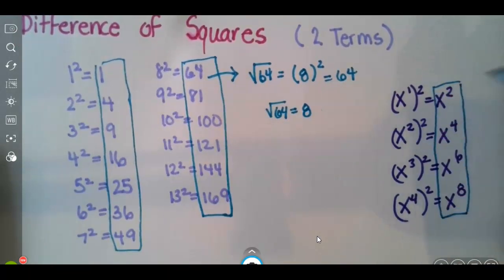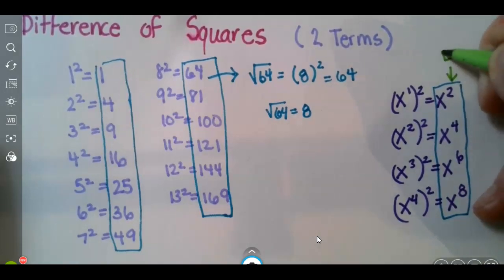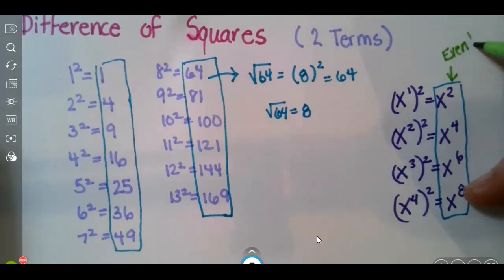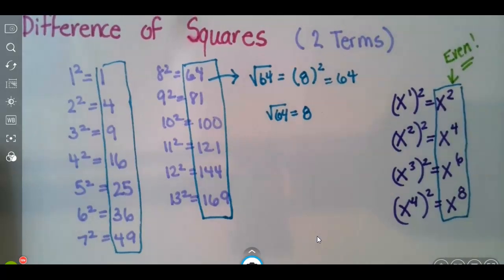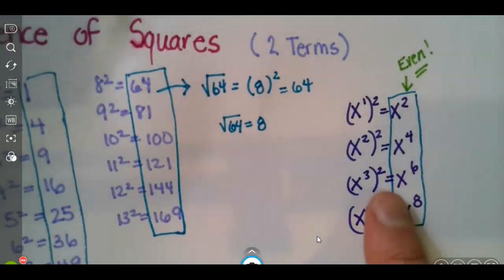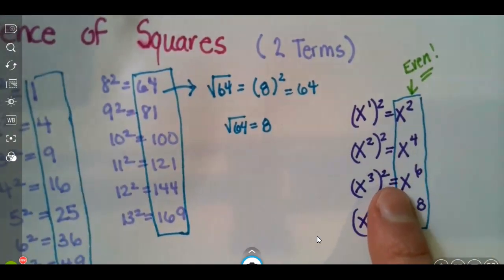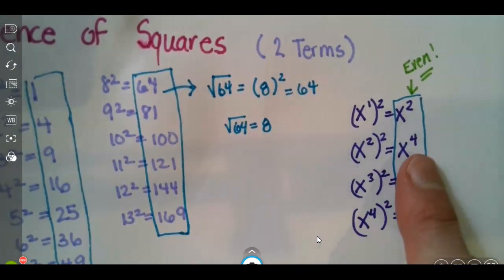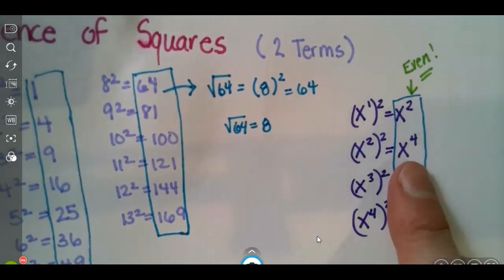Perfect squares that are variables are very easy to identify because all of the exponents are even. So that's a little cool thing that goes on with those. Anytime I want to determine whether or not I have a perfect square in terms of a variable, look at the exponent. If the exponent is even, you have a perfect square.